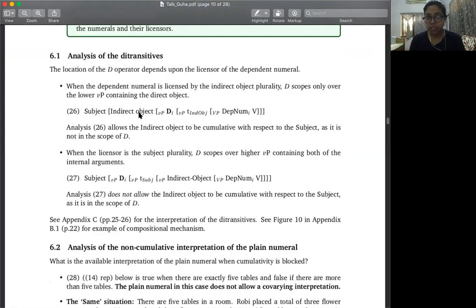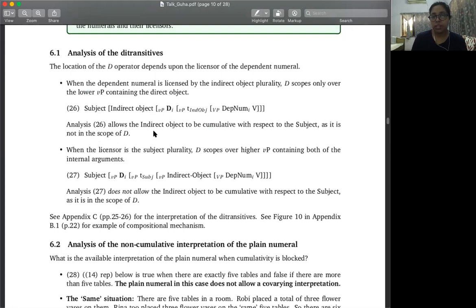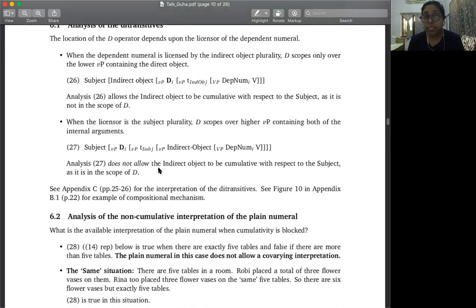Okay, so here the indirect object has quantifier raised out of this little vP, and D takes as argument the resulting predicate. Analysis 26 allows the indirect object to be cumulative with respect to the subject, as it is not in the scope of D. When the licensor is the subject plurality, D scopes over the higher little vP containing both of the internal arguments. So that does not allow the indirect object to be cumulative relative to the subject, as it is in the scope of D. Okay. Here, the subject has QR'd out of the little vP, and D takes the resulting predicate as its argument.